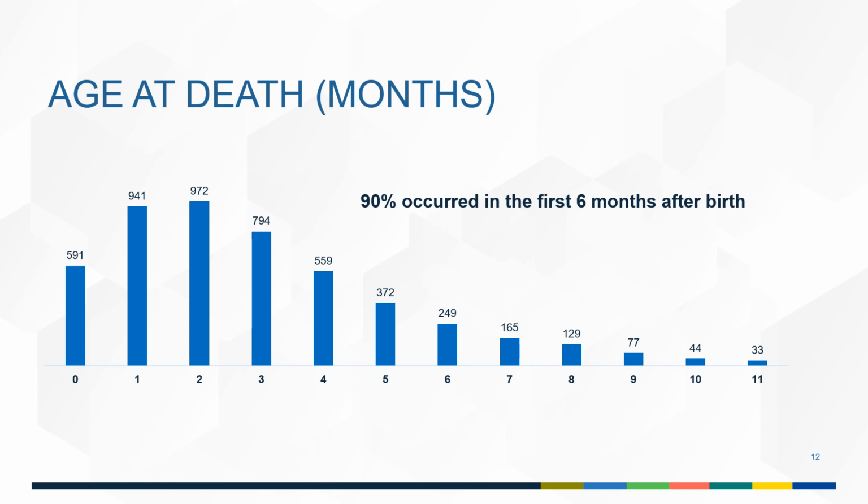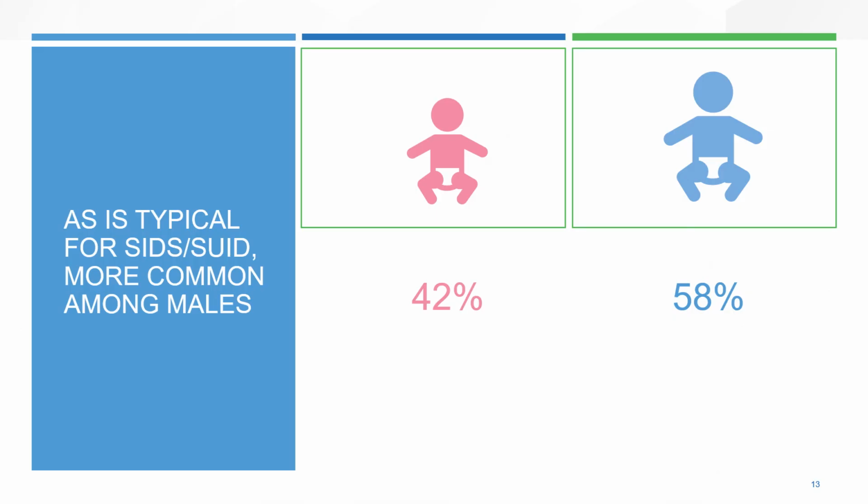So you can see that the age at death in months follows what we typically see for sudden unexpected infant deaths. And 90% of these deaths occurred during the first 6 months after birth, with a peak between 2 to 4 months of age. As is typical for SIDS and SUID, that was more common among males, with 58% of deaths occurring among male infants.